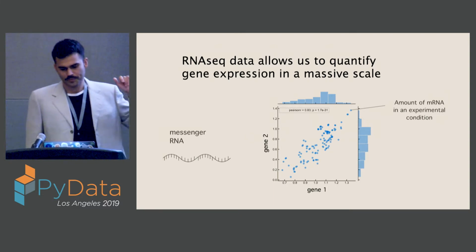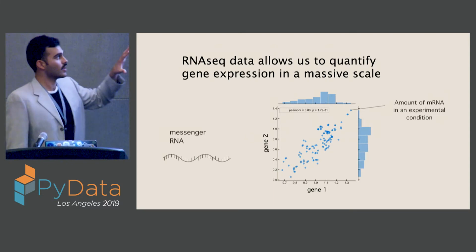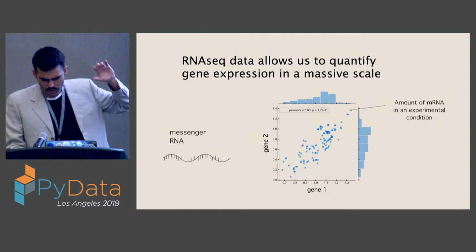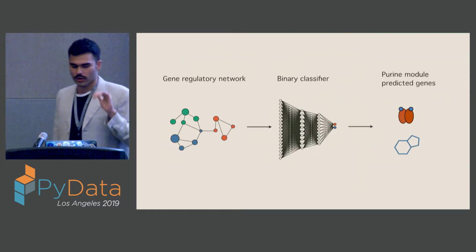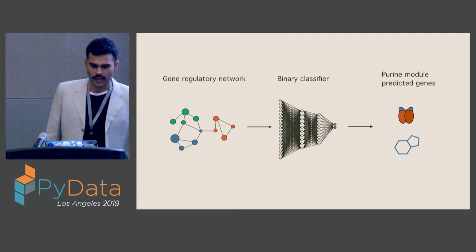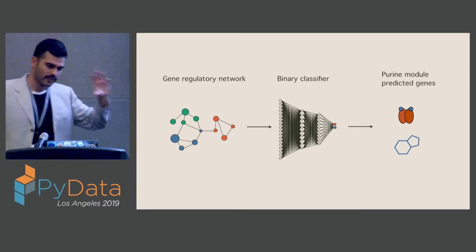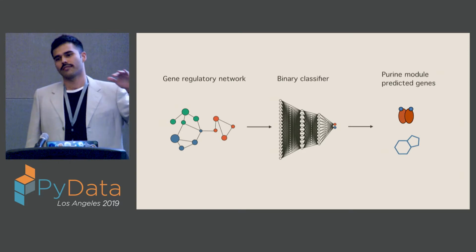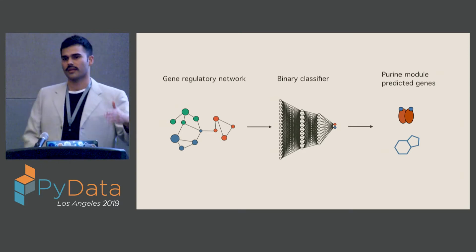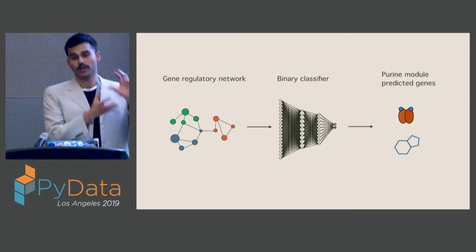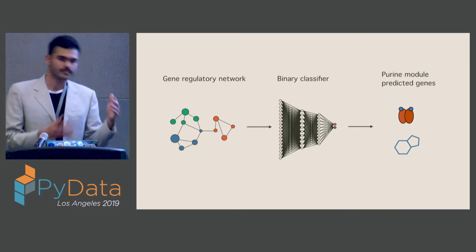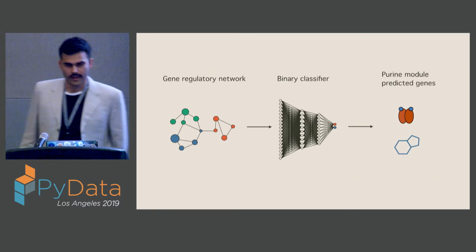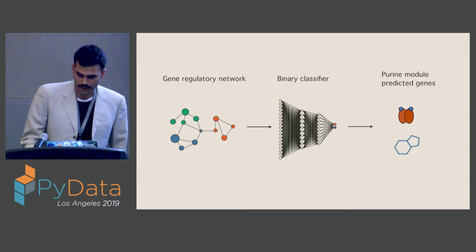But we will use this data set to, in the end, do this. We're going to take the gene regulatory network and build a binary classifier to predict if a given gene is inside this purine module or if it's not. That's the idea of this tutorial.